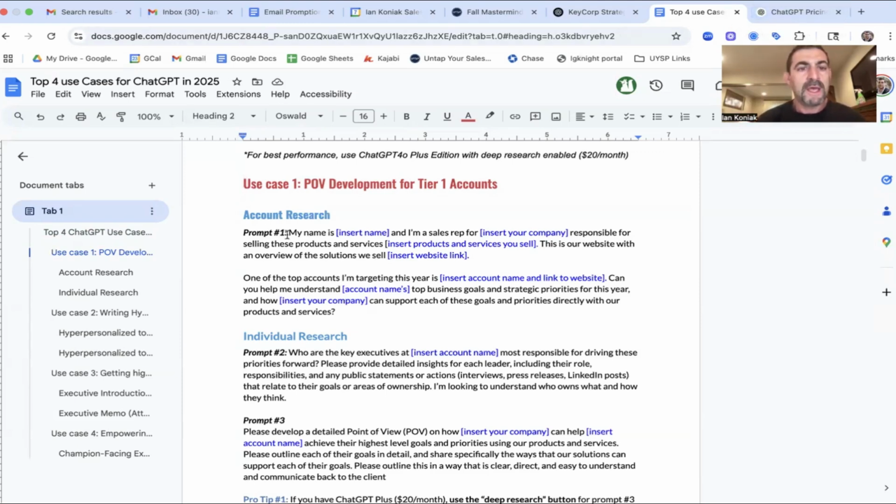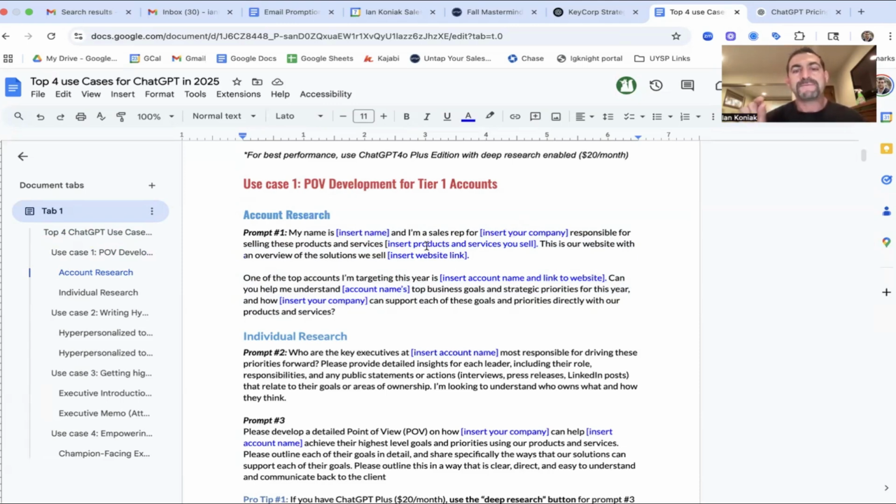So the first use case is account research. Remember, the key is to map what you sell to their top priorities. If you don't know what their top priorities are, this is where prompt number one comes in. So my name is blank; you're going to put your name in. I'm a sales rep for your company, in this case Workiva, responsible for selling these products and services.